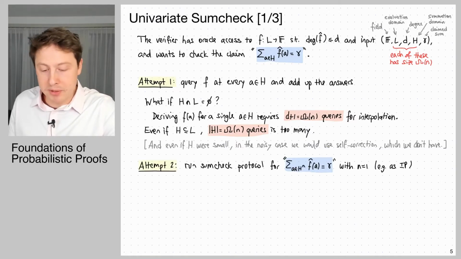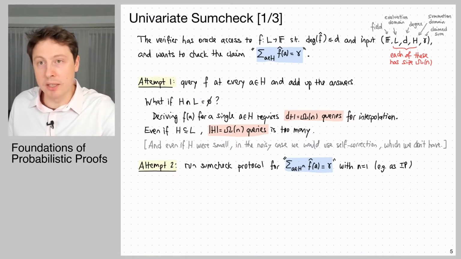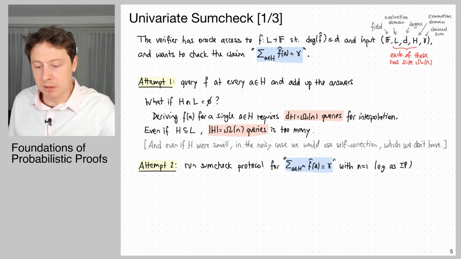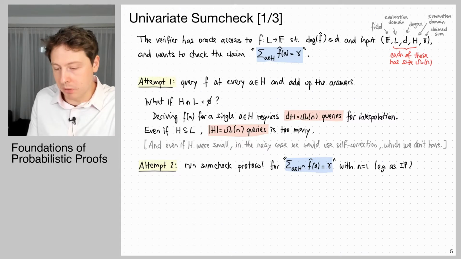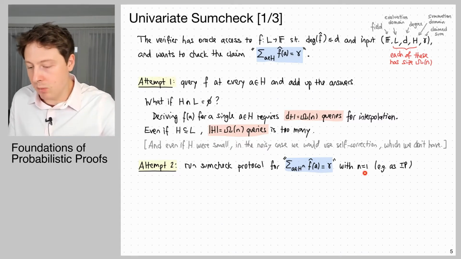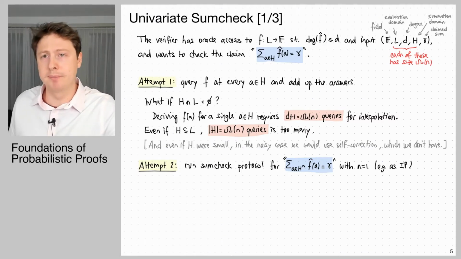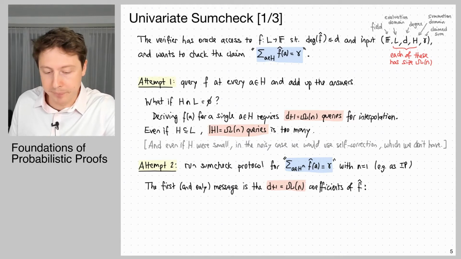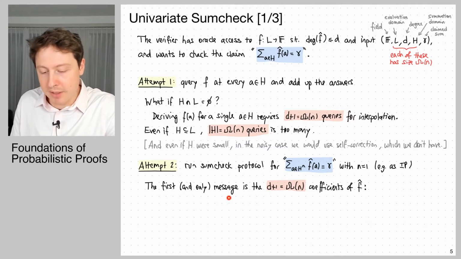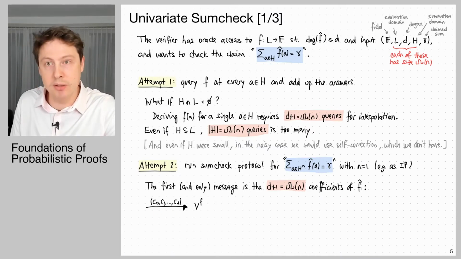Some other attempt could be to say, all right, well, we have a multivariate sum check. Why can't we just run it on a single variable? So we just run the sum check protocol for this statement and n equals 1, right? And remember, we are in an IOP, so we can even run it as an interactive proof. We don't even have to unroll it, right? So what would happen? Well, the first and only message in the sumcheck protocol would be the d+1 coefficients of f hat, right? The prover would just send us some coefficients.